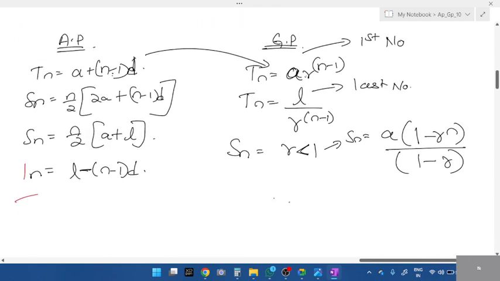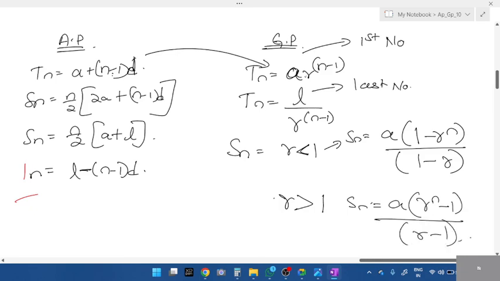Next, you have to calculate r. If r is greater than 1, a into r to the n minus 1, divided by r minus 1. Just quickly go through all the formulas. These are the formulas we have. And by now you should know what is r, Tn, n, Sn. These are the formulas.